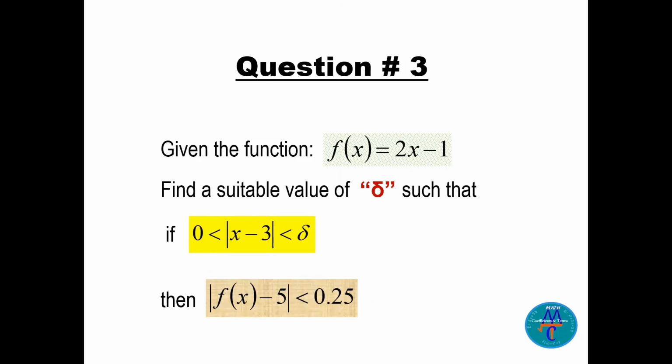This is question number 3. Given the function f of x equals 2x minus 1, find a suitable value of delta such that 0 less than the absolute value of x minus 3 less than delta, then the absolute value of f of x minus 5 is less than 0.25. This is the epsilon here, 0.25, and the limit is 5.